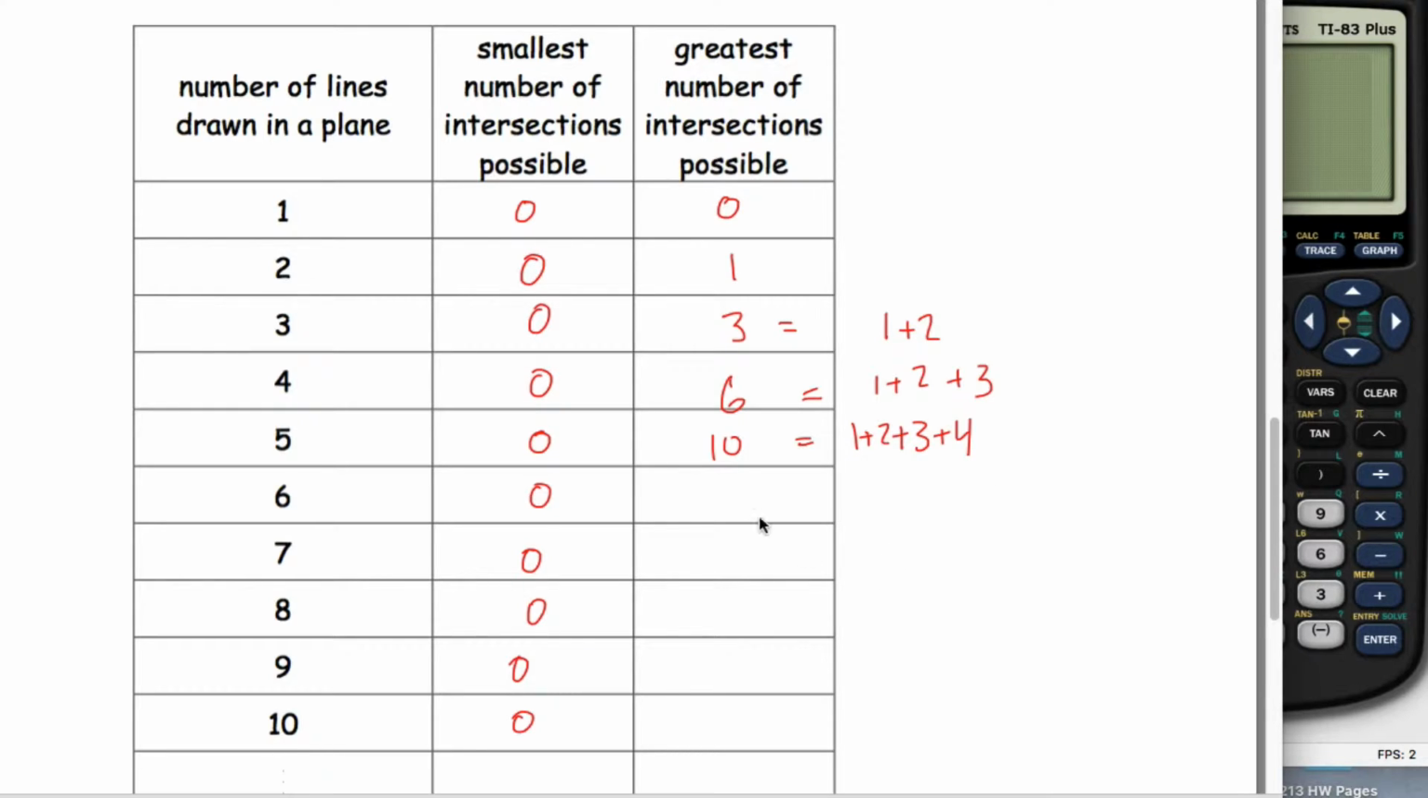If there were 6, I could add 5 more to get 15. If there were 7, I could add 6 more to get 21. If there were 8, I could take this picture, draw a line that isn't parallel and doesn't intersect at the same spot. I could get 7 more, get up to 28. 9, I could get 8 more, which would be 36. 10, I could get 9 more, which would be 45.